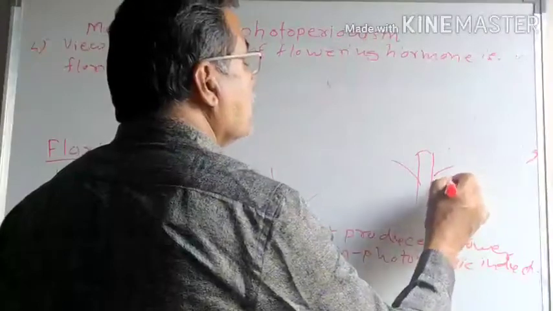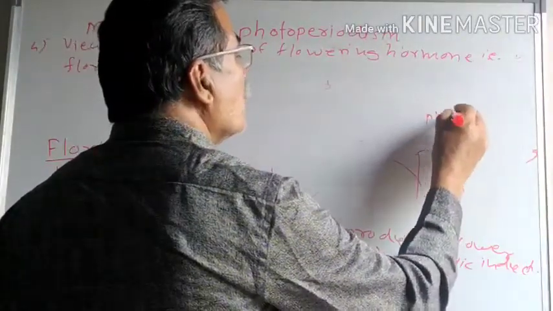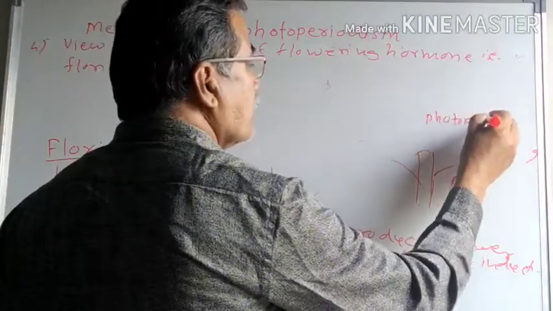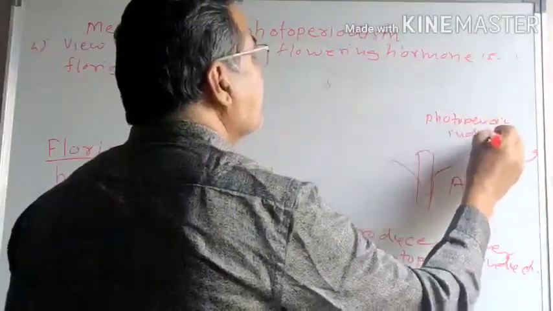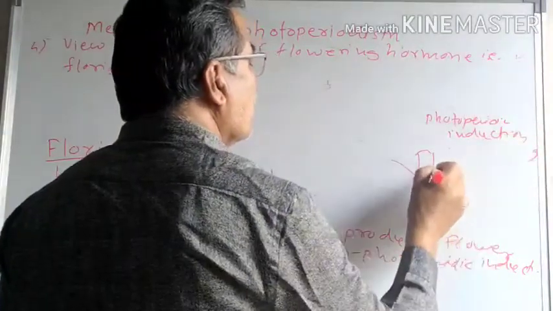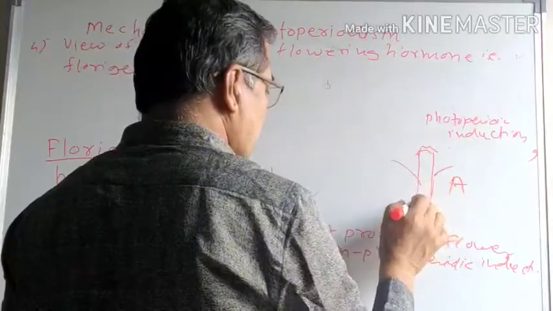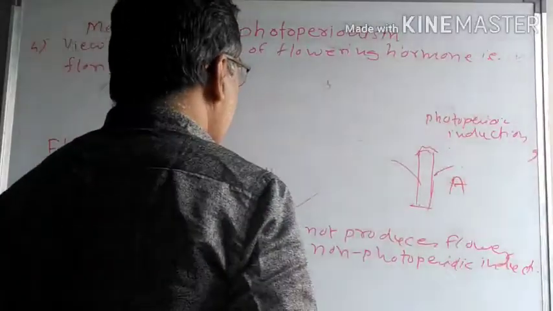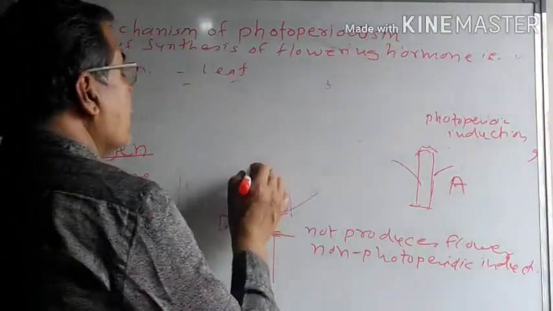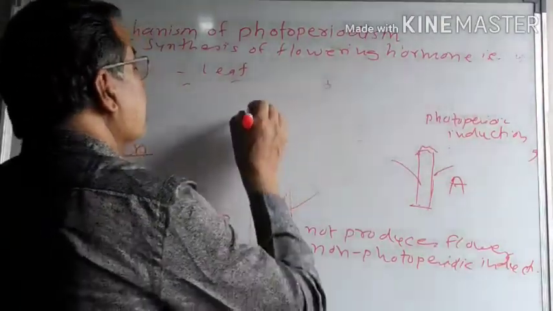A plant is exposed to the correct photoperiodic induction, and with this photoperiodic induction, the plant produces flowers. The A plant is taken and grafted on the B plant.